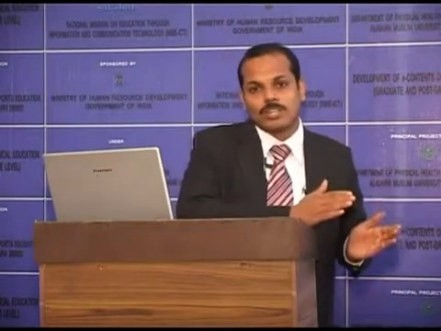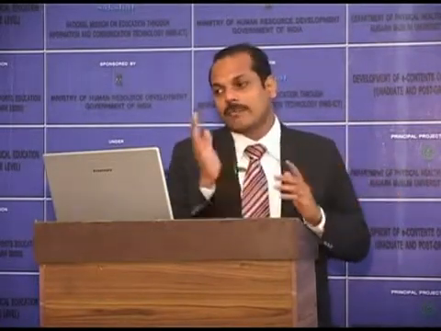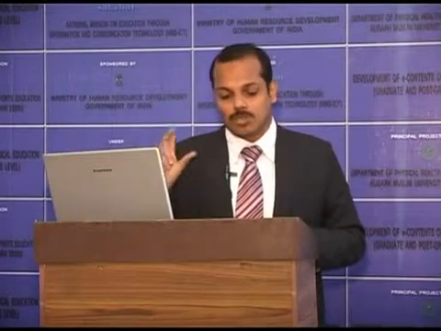Now the second joint in the transverse tarsal joint is the calcaneocuboid joint. This is supported laterally by the lateral band of the bifurcate ligament, dorsally by the dorsal calcaneocuboid ligament, and inferiorly by two ligaments, the short plantar ligament and the long plantar ligament. These are the structures which provide stability to the calcaneocuboid joint.